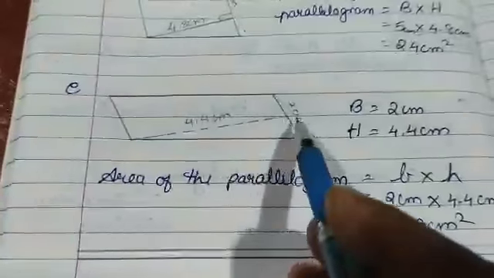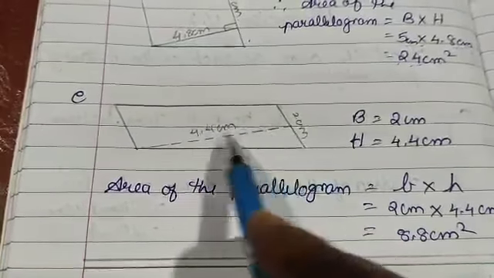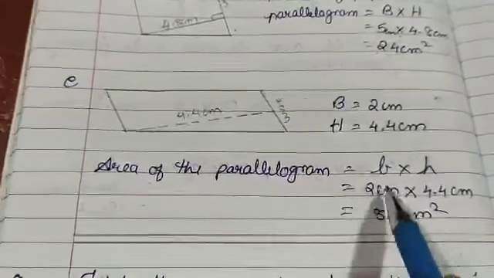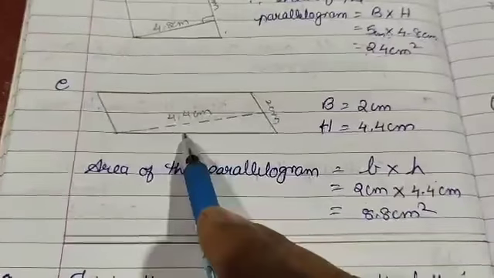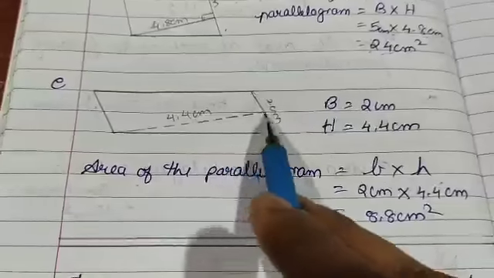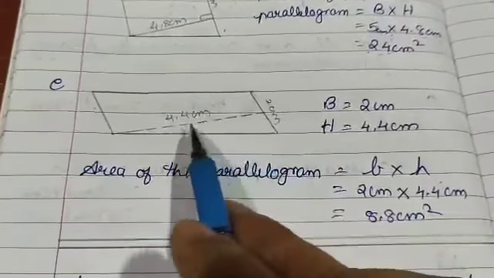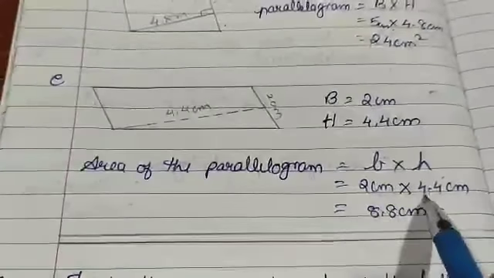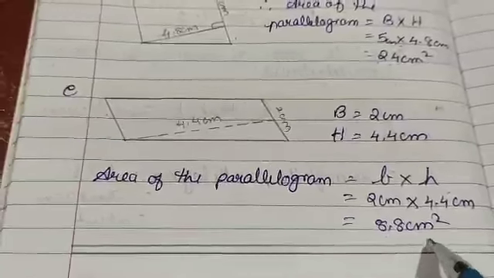Now the next one, here the base is 2 centimeter and its altitude is 4.4. So area of parallelogram is base into height, that is base is 2 centimeter and altitude is 4.4. Altitude means perpendicular. It always cuts the base at 90 degrees, a straight right angle. So when you multiply 2 with 4.4, you will get 8.8 centimeter square. Centimeter into centimeter gives centimeter square.